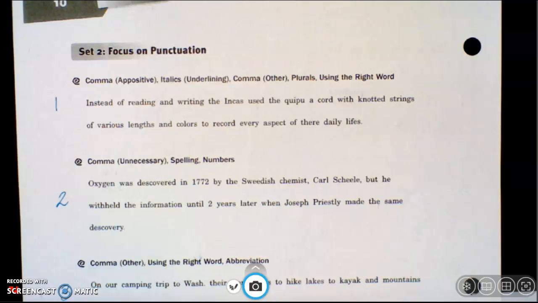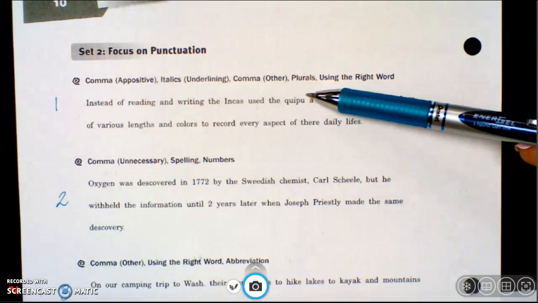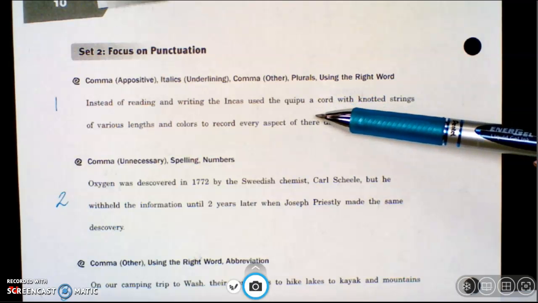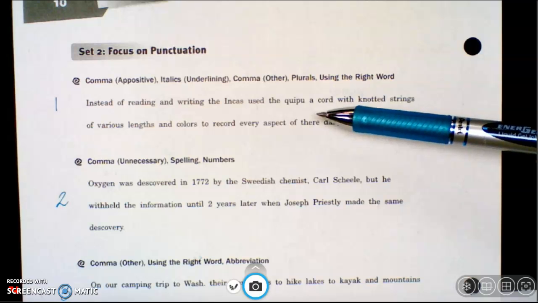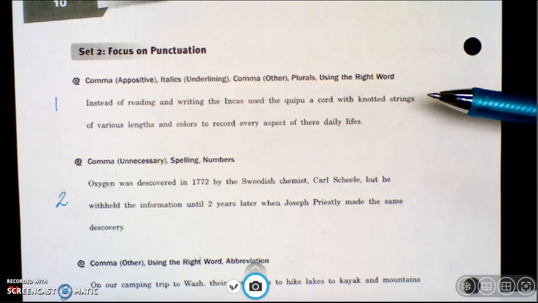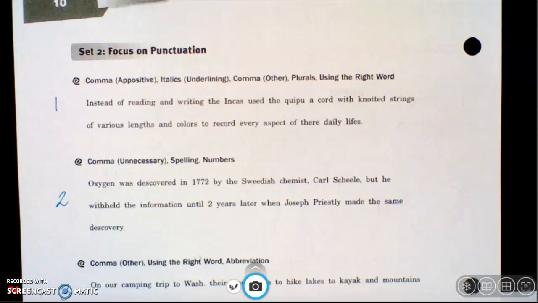So like we talked about, an appositive phrase is simply a noun phrase that renames another noun in the sentence. To identify that appositive, I need to first locate the subject of my sentence. The subject of my sentence is the quipu. Now, right after that phrase quipu, I have a phrase that renames or explains what a quipu is. That phrase is a cord with knotted strings of various lengths and colors. This phrase is actually my appositive.